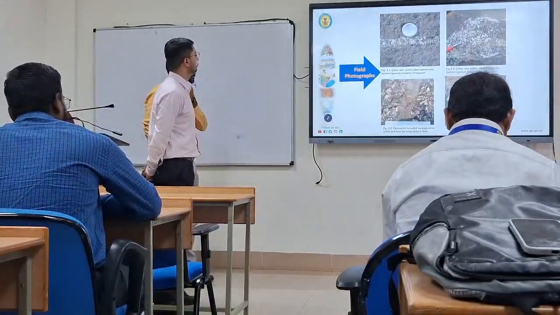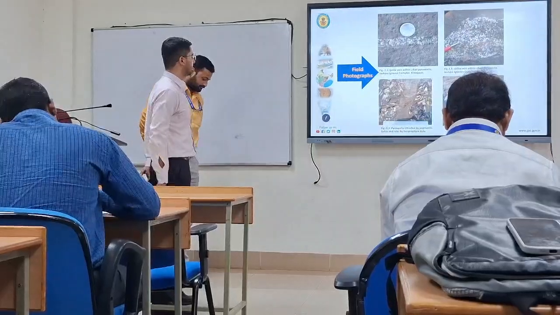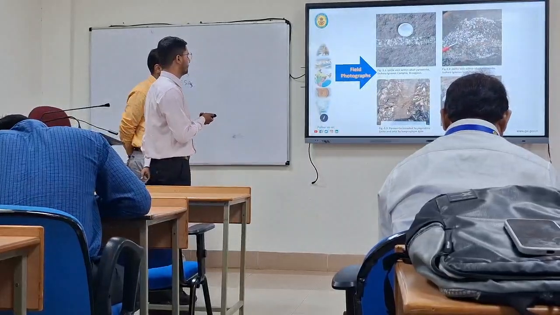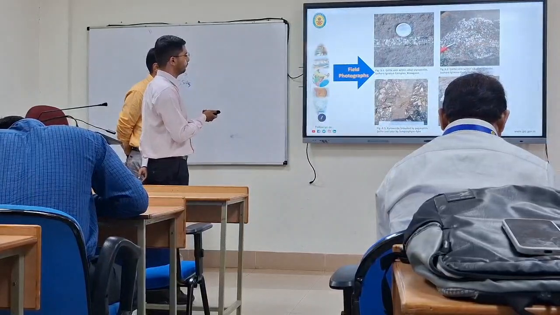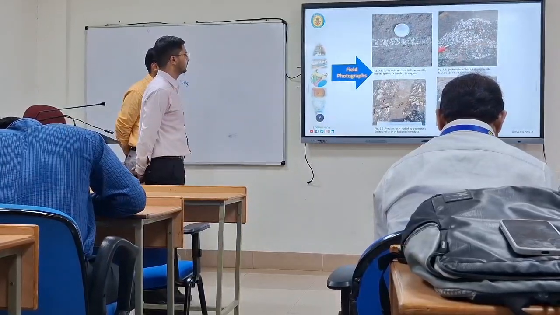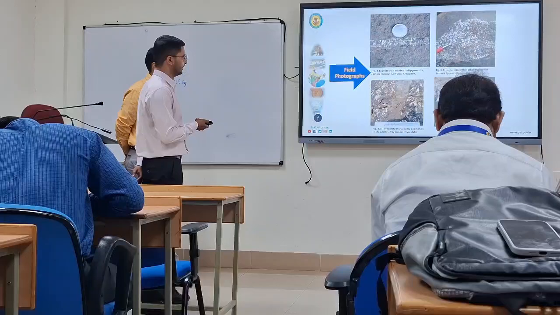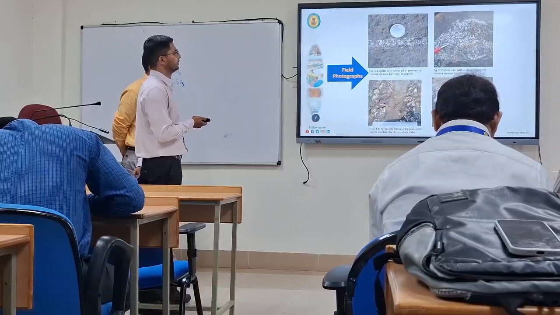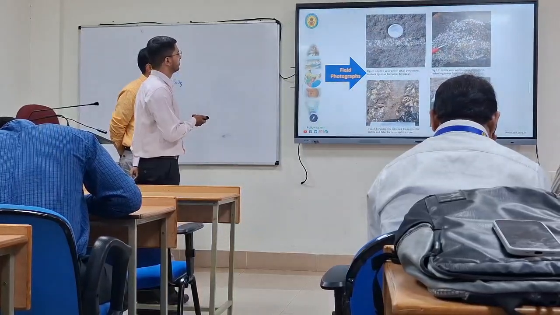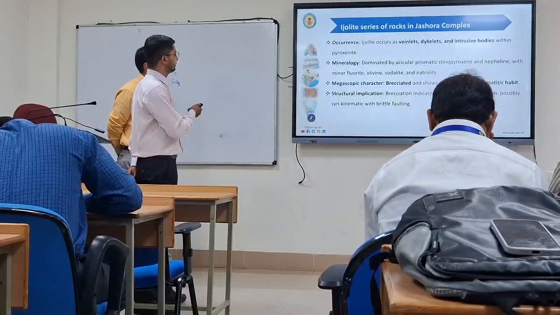These are some field photographs in which you see the first and second photograph. The Ijolite rock included in the pyroxenite rock, and in the third photograph we see the pegmatitic Ijolite, and the fourth photograph shows the brecciated Ijolite breccia, and stream which shows the deformation indication.